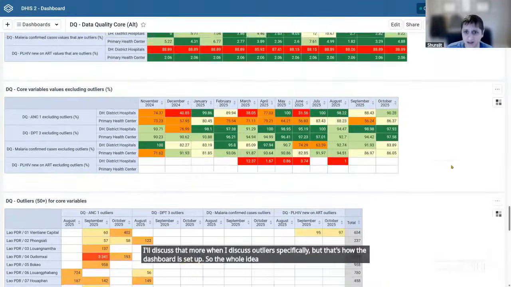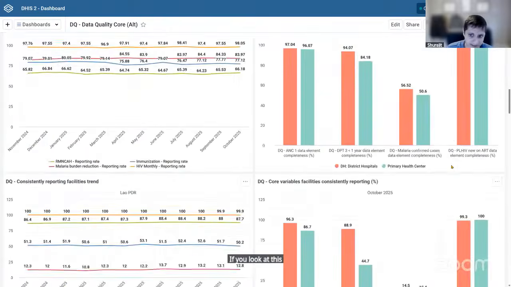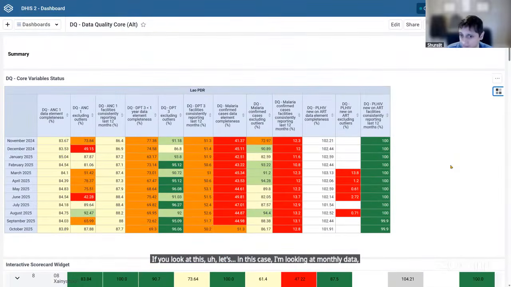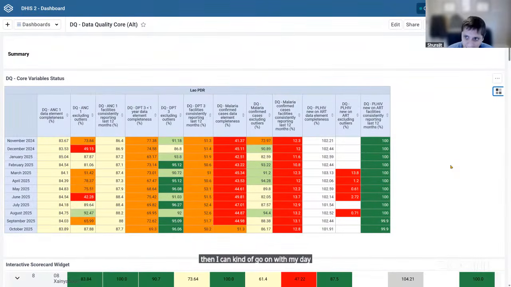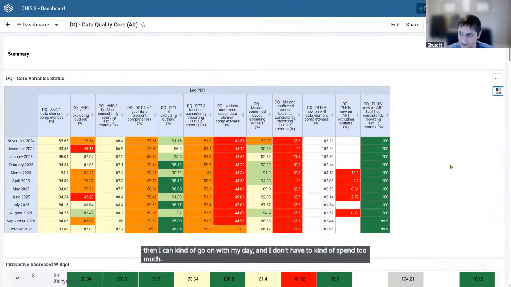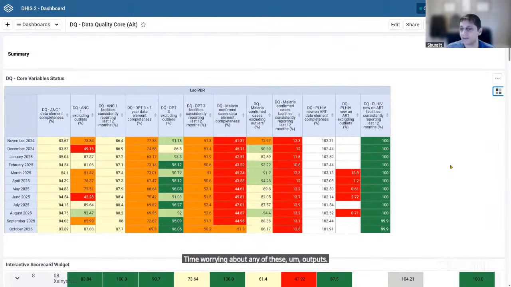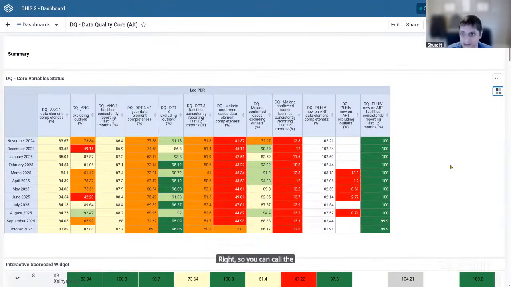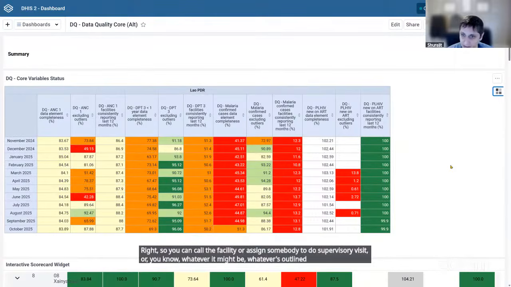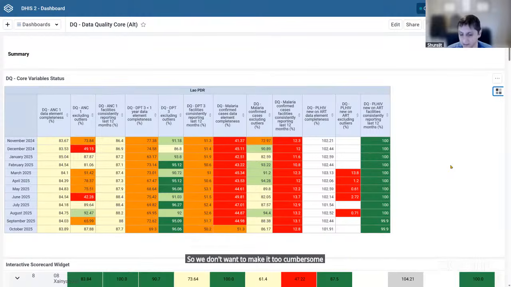So the whole idea is if you look at this, in this case, I'm looking at monthly data that is submitted monthly, and everything looks okay. Then I can go on with my day and I don't have to spend too much time worrying about any of these outputs. But if I'm identifying problems, then I want to make it easy to find out the root cause of the problem, right? So you can call the facility or assign somebody to do a supervisory visit or, whatever it might be, whatever is outlined in your procedure in order to fix that data quality problem. So we don't want to make it too cumbersome on anybody to take on this responsibility.